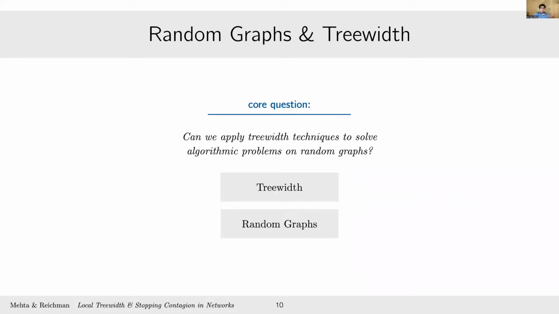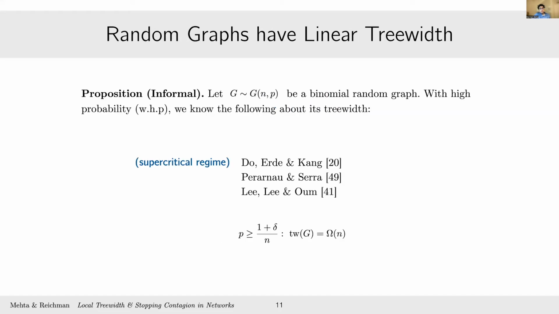Okay, so the core motivating question of our work is, can we apply treewidth techniques to solve algorithmic problems on random graphs? And at first glance, it seems like the answer to that question should probably be no. The binomial random graph has been well studied, and one thing we know for sure is that under the supercritical regime, where p is greater than or equal to (1 plus delta) over n, G(n,p) has treewidth linear in n. This is sort of a worst case treewidth that puts it alongside the complete graph. Remember, the complete graph also has linear treewidth in the number of vertices. And so it might appear like, hey, there's nothing to do here.